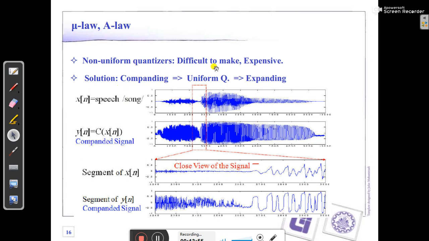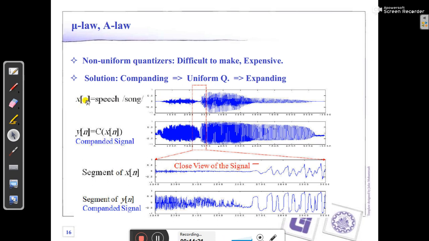Non-uniform quantizers are difficult to make and expensive. The solution is companding: first apply companding, then provide uniform quantization, then expand.